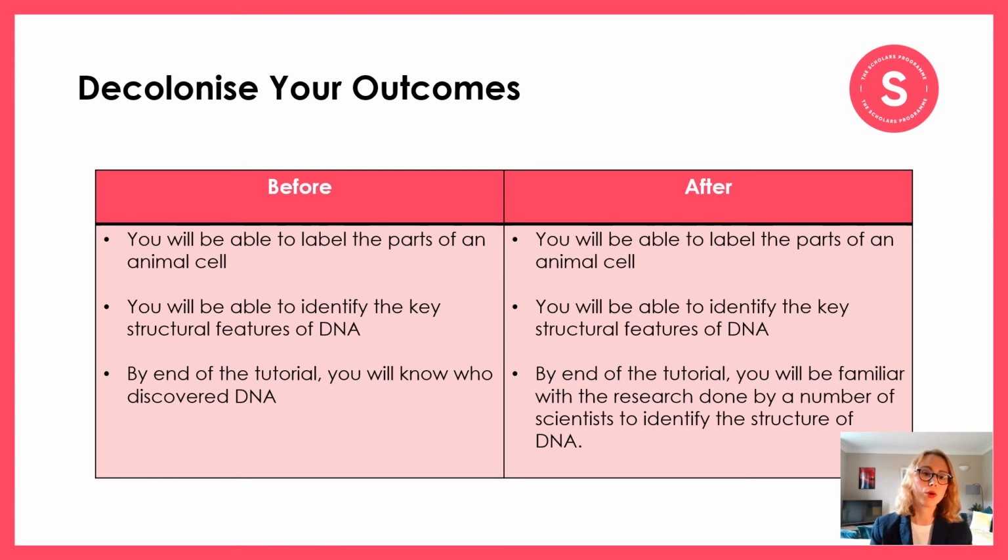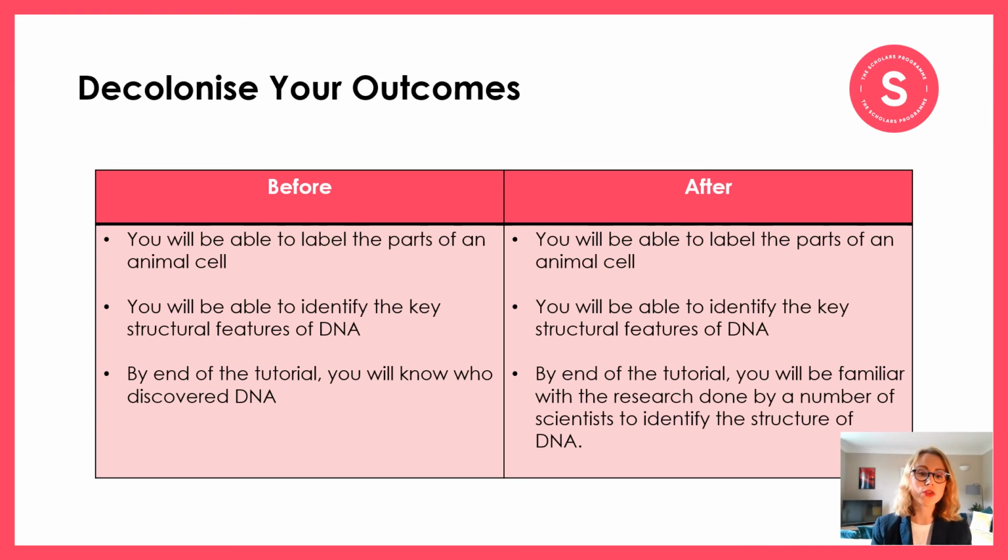However, it's this third point, isn't it? By the end of the tutorial, you will know who discovered DNA, and becomes by the end of the tutorial, you'll be familiar with the research done by a number of scientists to identify the structure of DNA. So by a number of scientists is the key change there. And while we don't want to include every possible detail, the change to the final outcome signposts that the discovery of DNA was not something done by just two individuals.